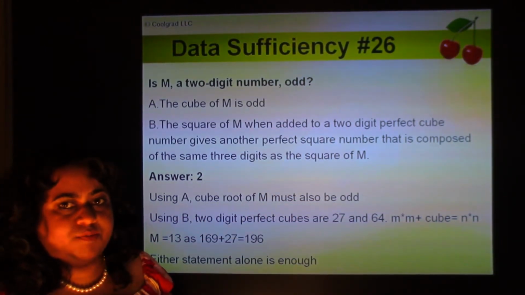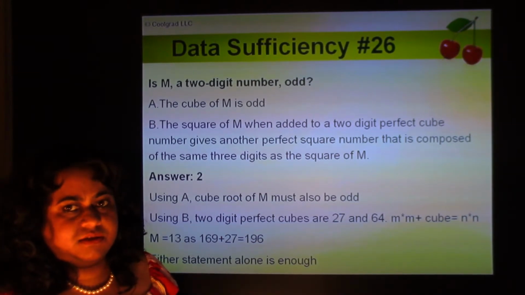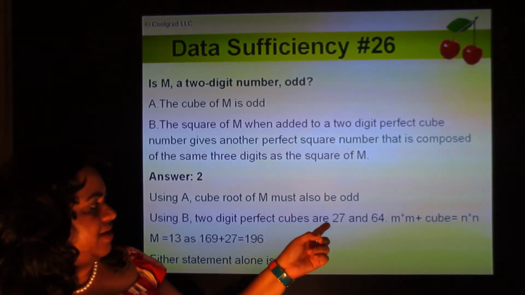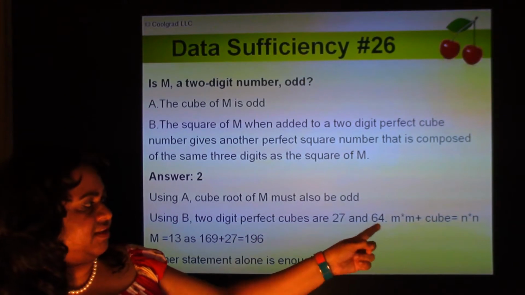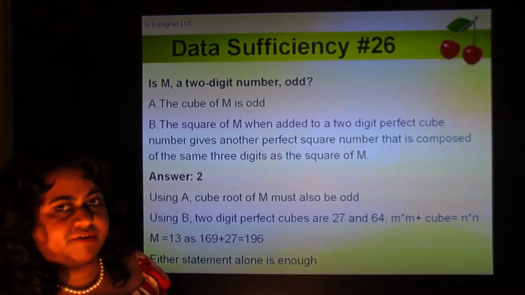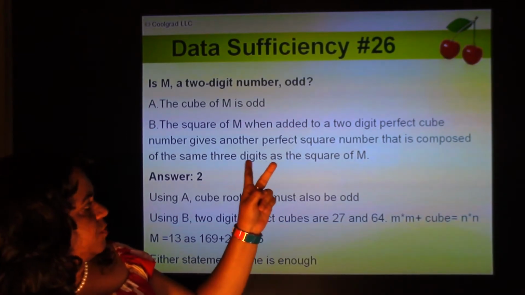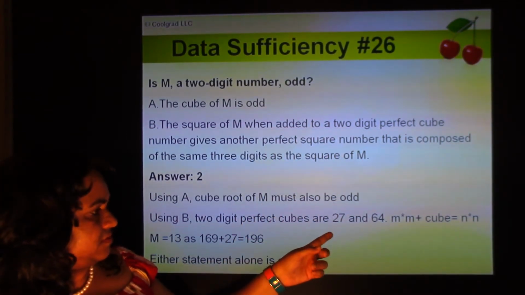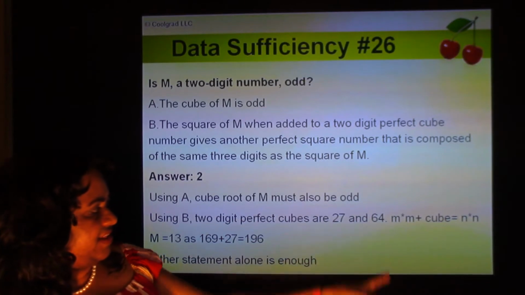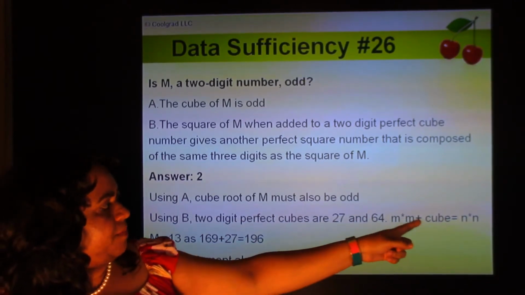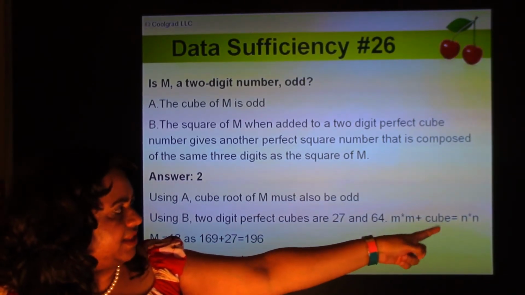So which are the perfect cubes? We're having 2 digits. So there's only 27. That is 3 cube is 27 and 4 cube is 64. 5 cube is 125, right? And 2 cube is 8. So there are only 2 perfect cubes which have 2 digits, 27 and 64. So m square plus a perfect cube equals n square.